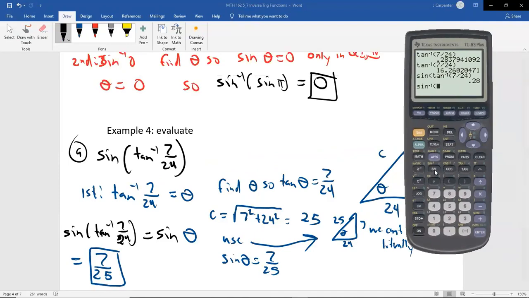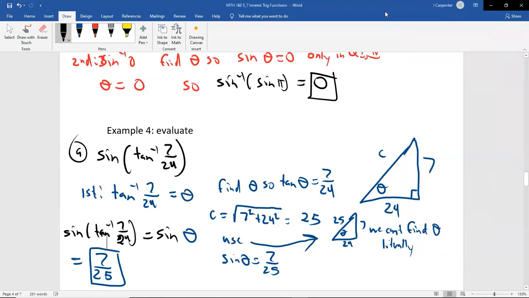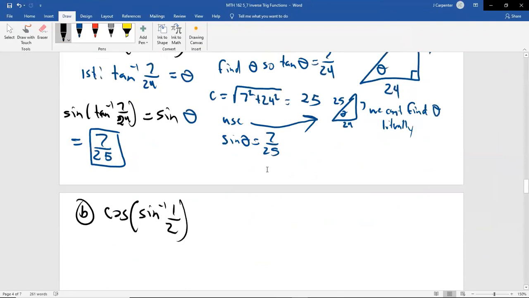Inverse sine of the sine of pi. Sure, I'm in radians mode again since I did it that way. See, that's right, but there's always a possibility that it's wrong, and I'm not going to show any right now, but please trust me that they can be wrong if you're dealing with anything that might have quadrant 2, 3, or 4 involved. All right, now on to B.